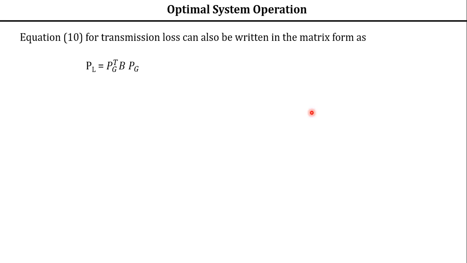So how is it represented? P_G transpose into B into P_G. P_G is the active power generation, B is your loss coefficient. Understood? This is the other form of representing your transmission loss.